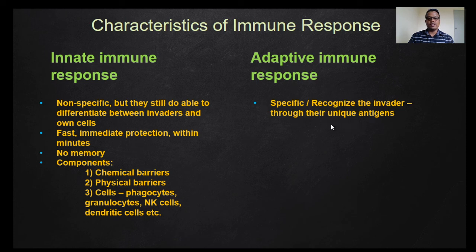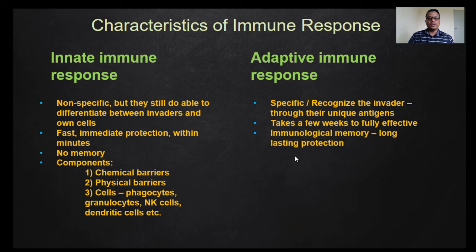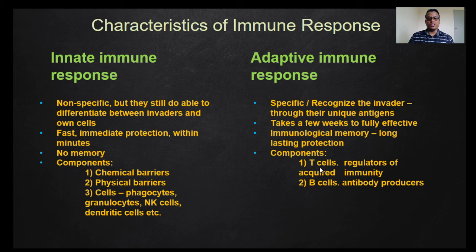It can recognize the invader through its unique antigens. Each invader or pathogen has its own unique antigen or character which can be recognized by our adaptive immune response. It takes a few weeks to become fully effective, around 14 days. Adaptive immunity has immunological memory, which enables it to provide long-lasting protection. Its components include T cells, which are the regulators of acquired immunity, and B cells, the producers of antibodies.